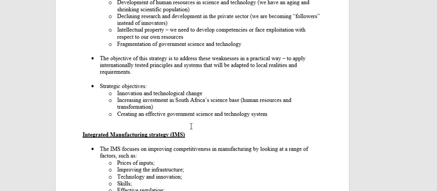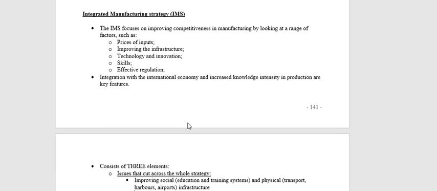All right, the second strategy that we're going to look at, and this is one that they ask relatively often. All right, so I would suggest that you make sure that you have enough information on the IMS. Obviously, this is not an essay question. They can use this in a data response question or for an 8-mark discuss question. All right, IMS stands for the Integrated Manufacturing Strategy.